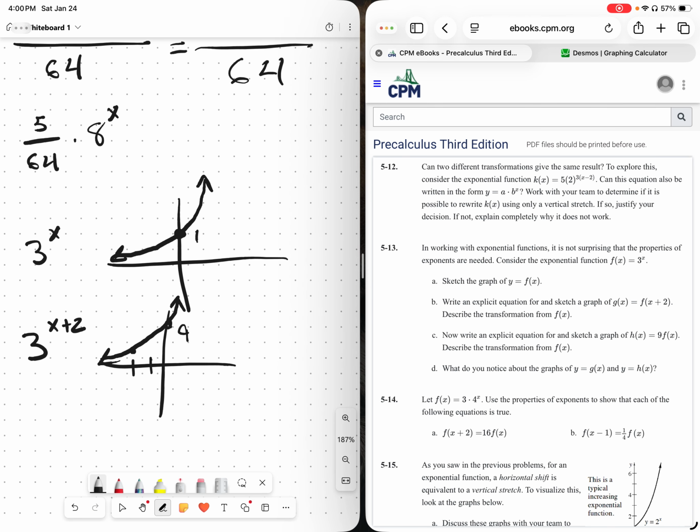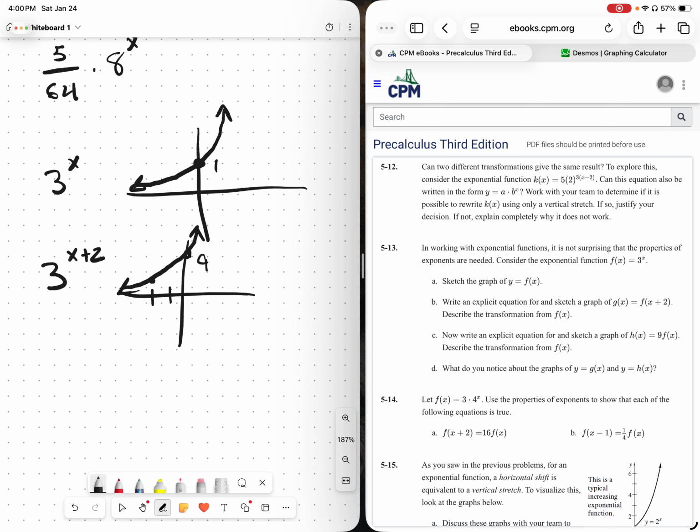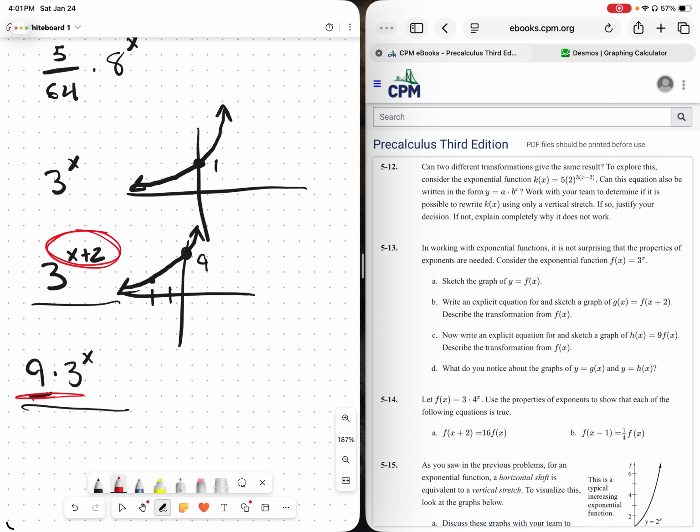Then it says now write an explicit equation for 9 times f of x. Well, that's just 9 times 3 to the x. That's a vertical stretch of 9, but we can already know that if this y-intercept goes from 1 to 9, this and this are going to look the same. Part D then says, what do you notice about these graphs? They're the same. This horizontal shift of left 2 and this vertical stretch of 9 are actually the same transformation for exponentials, which is really neat.